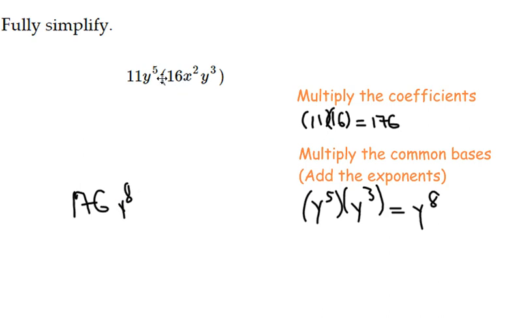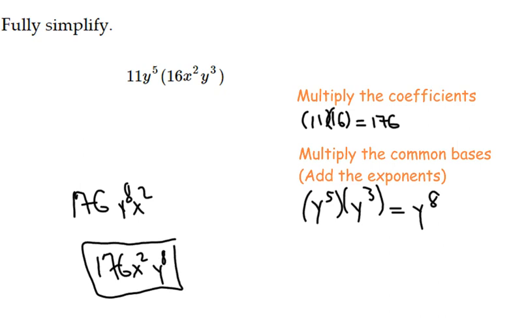And then we have the x squared. There's nothing to multiply it by, so we just bring it down. So we get 176 y to the 8th x squared. Let's write it in alphabetical order because that's usually how it's done. So we get 176 x squared y to the 8th. That's our final answer. So when you are multiplying these, you just want to multiply the coefficients, then you want to multiply the common bases.